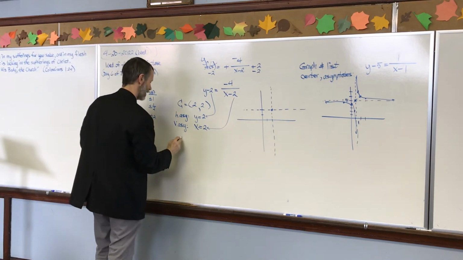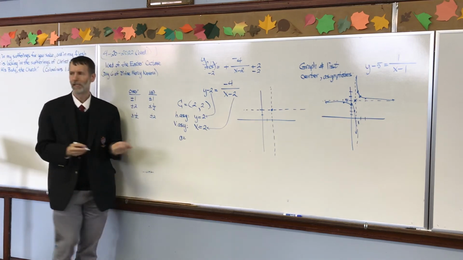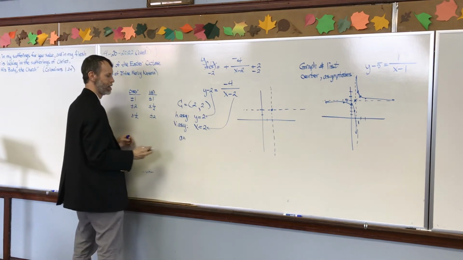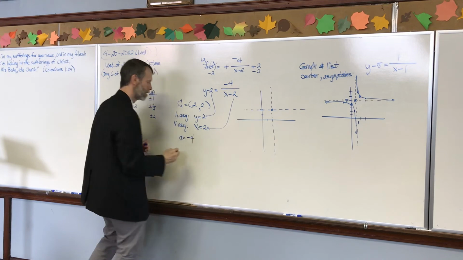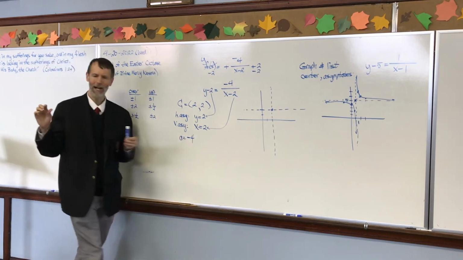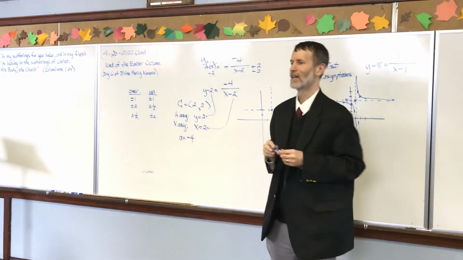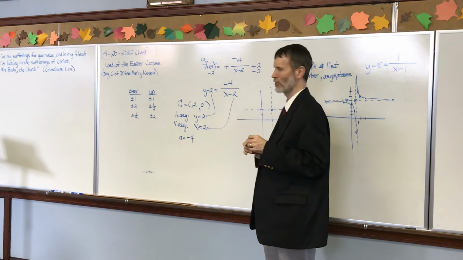What's the height multiplier? -4. What is that going to do? The height multiplier is -4. Is it normal height? No. Taller or shorter?